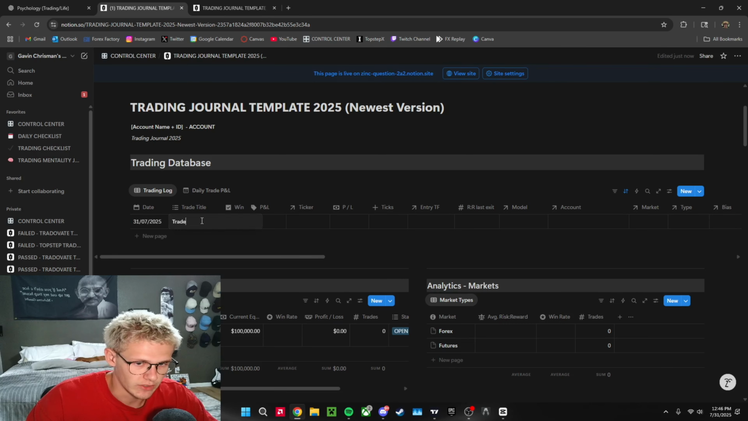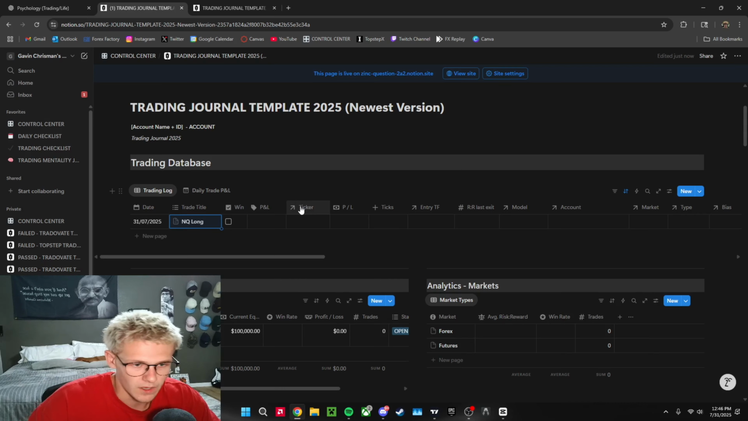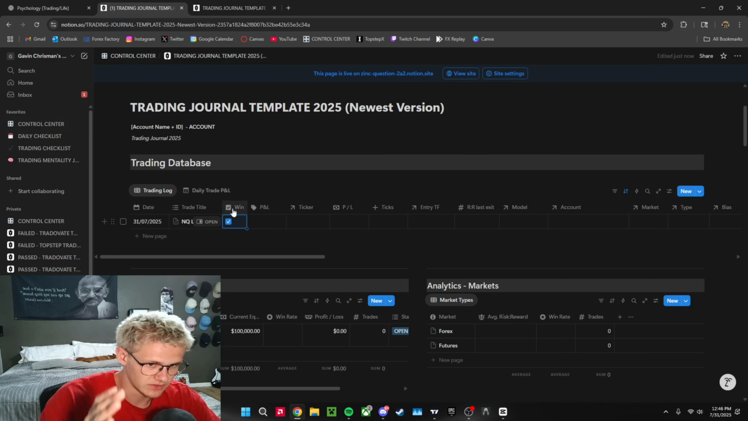This is the trading title. So you can title your trades whatever you want, but let's say that I took a long contract on the NASDAQ NQ futures. I would do NQ long. That's simply how I title my trades. You can really do however you want to title them. But if you won your trade, you will click this box. This is the win checkbox. So if you win it, you will click it. And if you didn't win, you will leave it unclicked like this.